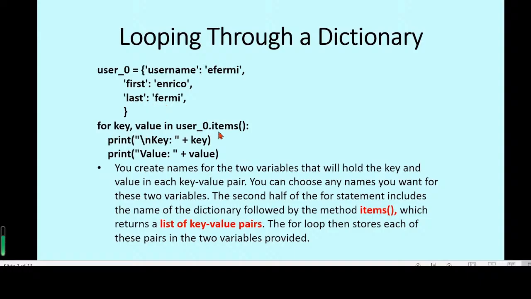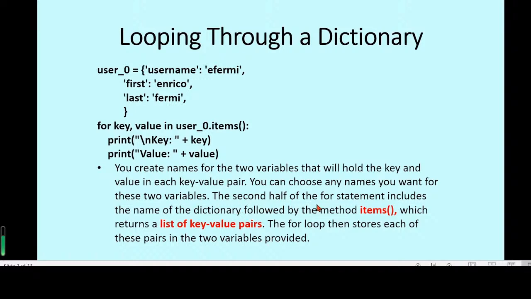Then we can write a for loop: for key, value in user's items attribute. This items attribute will return the key value pairs. Then for each key value pair, we will print the key and its value. So you create names for the two variables that will hold the key and the value in each key value pair. You can choose any names you want for these two variables.